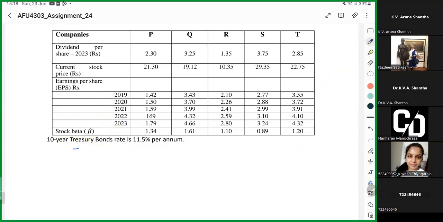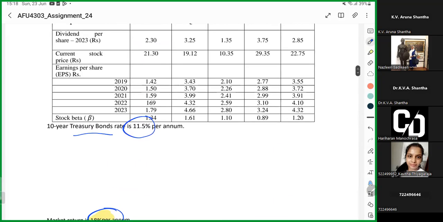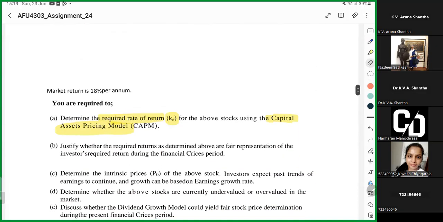You see, the treasury bond rate is given, right? So in the model, where are you going to apply that? This one is the risk-free rate, right? Market return is given. Beta values are given. Now you can apply these beta values of each company and answer the first question. I can't explain the answer, I'm just giving the guidance.